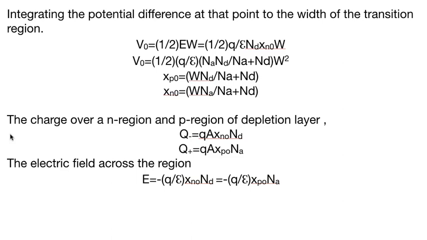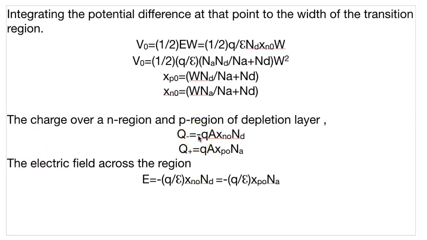The charge over the N region and P region: Q minus is minus q A xn0 Nd, and Q plus is q A xp0 Na. The electric field across the region E is equal to minus q by epsilon xn0 Nd, minus q by epsilon xp0 Na.